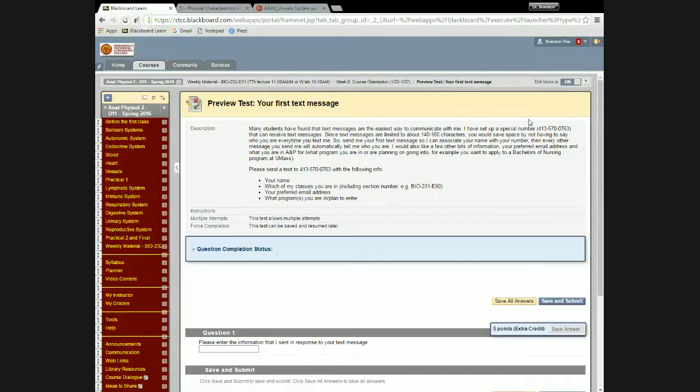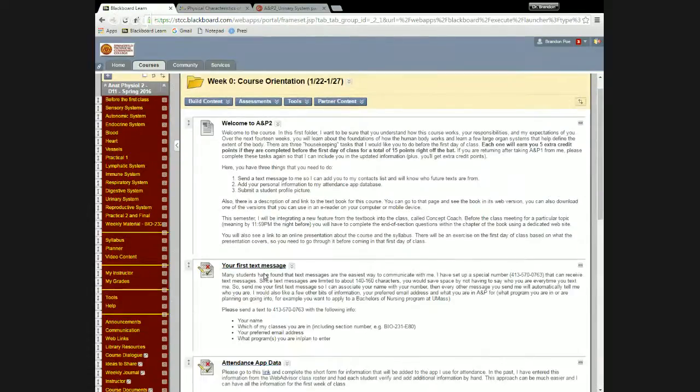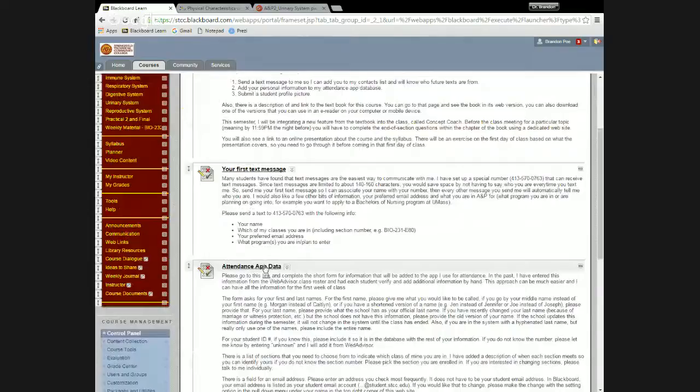So on the text one, you're kind of SOL. But for the attendance app data one, if you haven't put anything in there, go back in. You can fill out the form again. You can open the form and not really fill it out, but submit it, and you'll see the instructions about what you're supposed to do to get those credits.